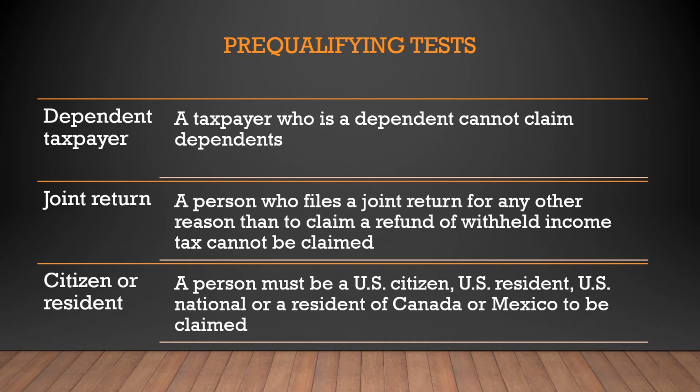And then there's the citizen or resident test. And again, we're focused on our potential dependent. They must be a U.S. citizen, a U.S. resident, a U.S. national, or a resident of Canada or Mexico in order to be claimed.